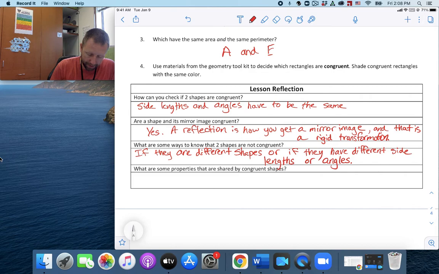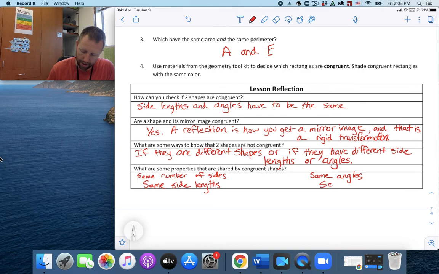They have the same number of sides, same side lengths, same angles, and same area. I think same side lengths is you're saying it's the same perimeter, so that's why I didn't say perimeter. But yeah, having the same area.